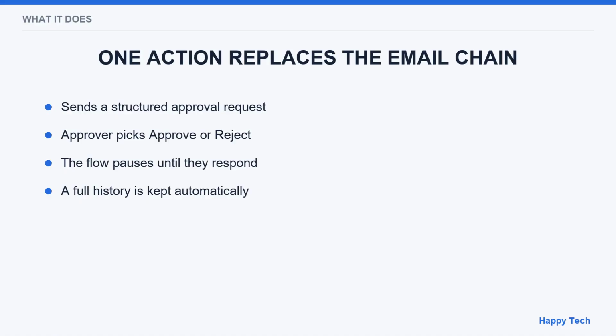Instead of a manual email chain, Power Automate sends a structured approval request straight into Teams or Outlook. The approver gets one clear choice: approve or reject, and Power Automate waits, pausing the flow, until they respond. No more chasing people down, and no more lost email threads.